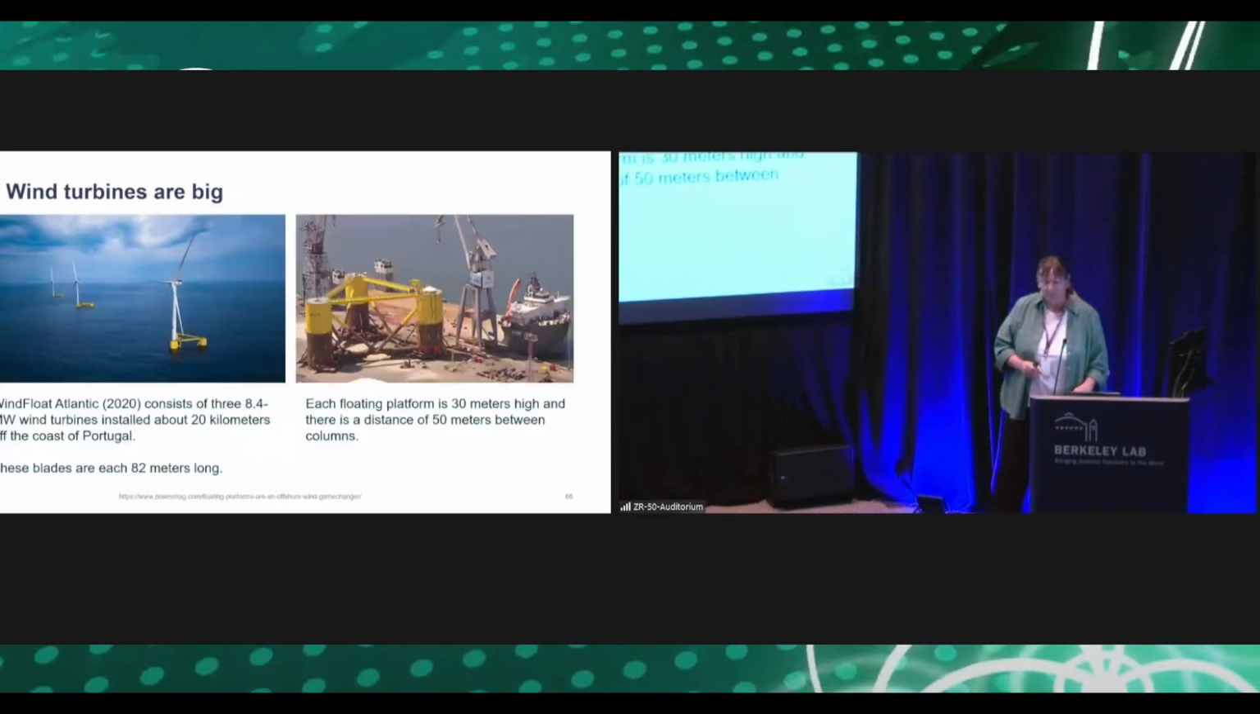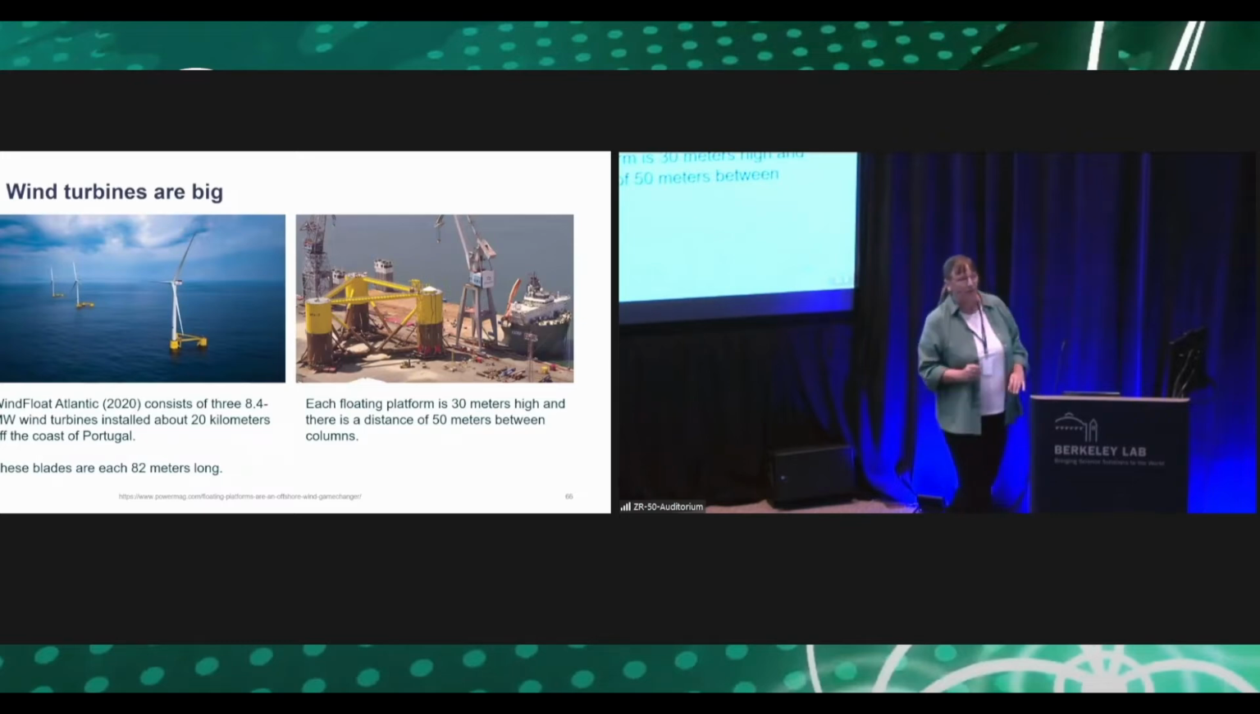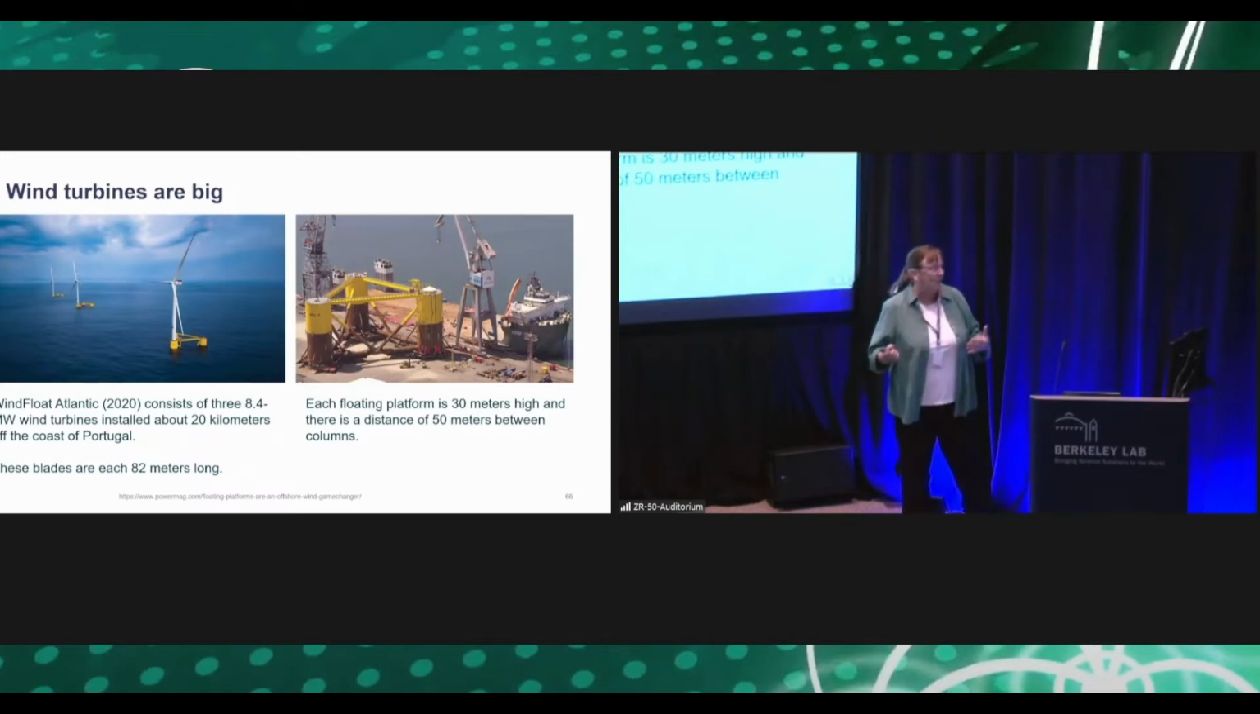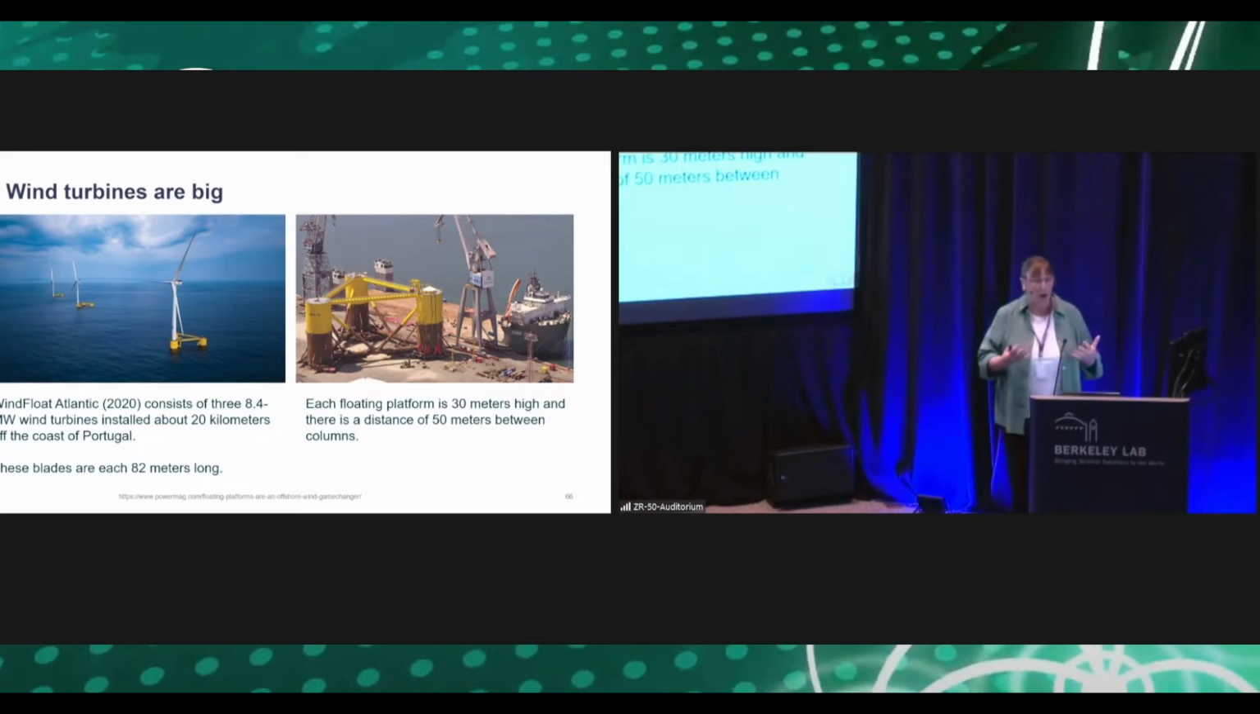One of the things that I didn't fully appreciate when I first started looking at wind energy, and again, I'm involved in this ExaWind project that is about modeling wind turbines, is just how big they are. This one, Windfloat Atlantic, is off the coast of Portugal. It has three 8.4 megawatt turbines, and the blades are 82 meters long.